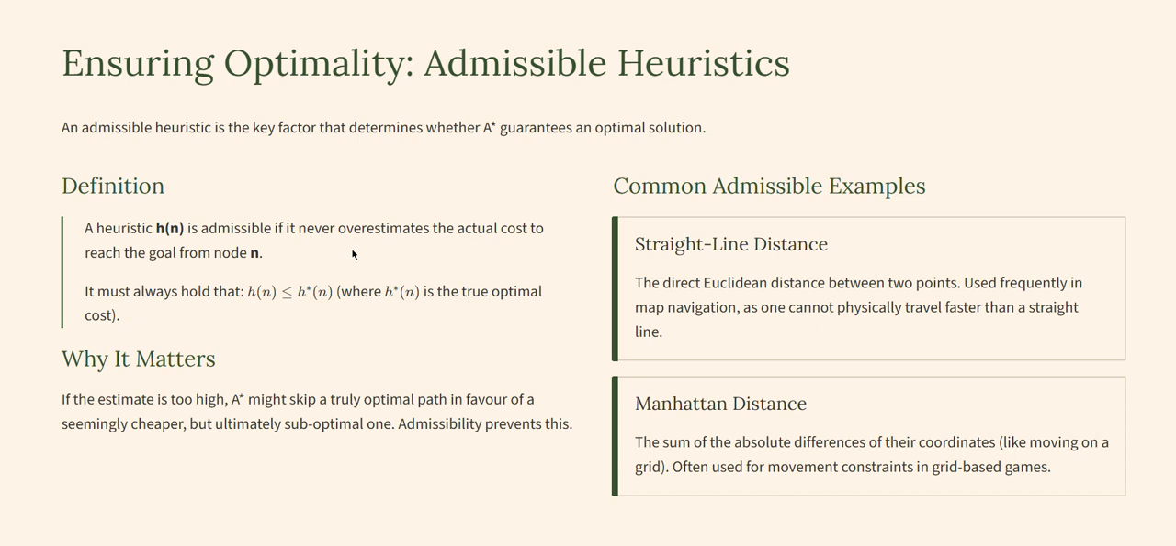Here is the definition for heuristic. A heuristic h of n is admissible if it never overestimates the actual cost, and the formula is given as h of n less than or equal to h star of n. If it estimates too high, A-star might skip a truly optimal path in favor of a seemingly cheaper, but ultimately suboptimal one. Common admissible examples are straight line distance and Manhattan distance. Manhattan distance is the sum of absolute differences of the coordinates, like moving on a grid, often used for movement constraints in a grid-based system.